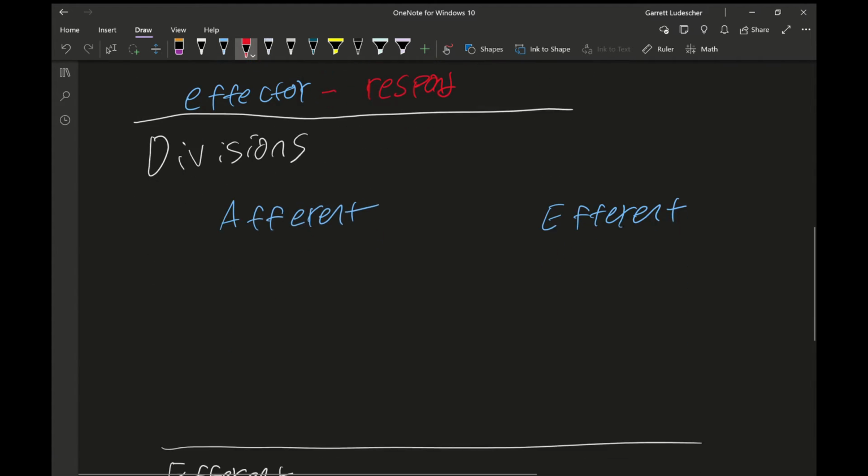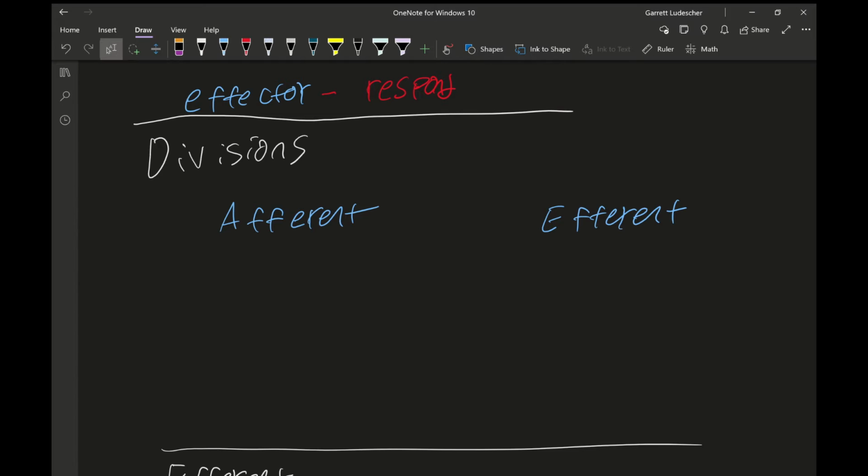Okay, next, just want to go over the divisions of the PNS. So first off, there's two divisions that we're going to need to know. The first one is afferent, and afferent is known to approach the CNS. So it approaches the CNS. It pretty much just carries information from the external world to the CNS. So it goes from PNS to CNS.